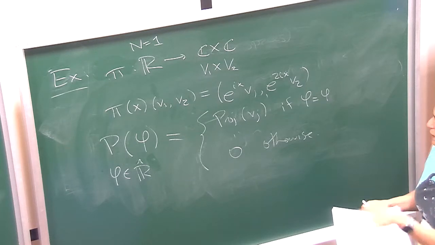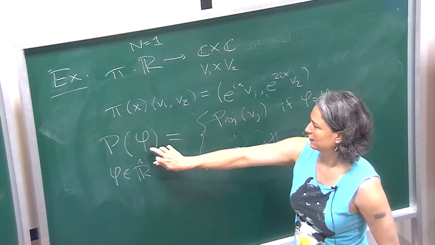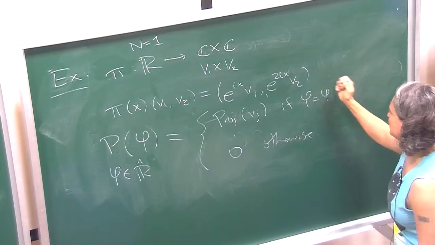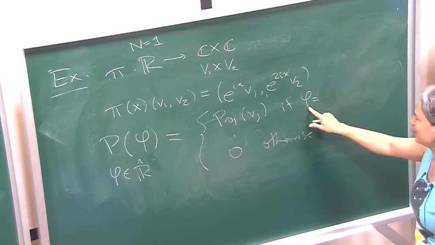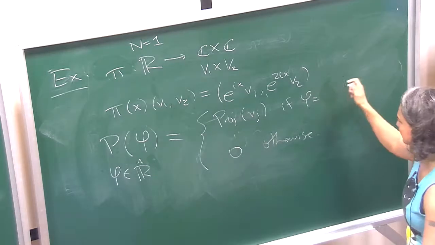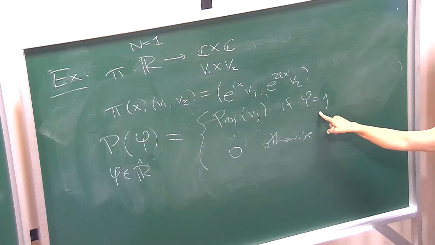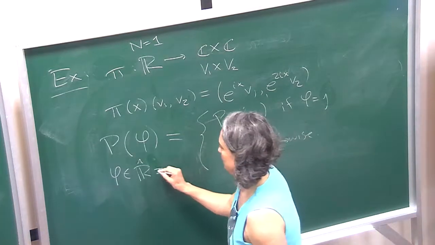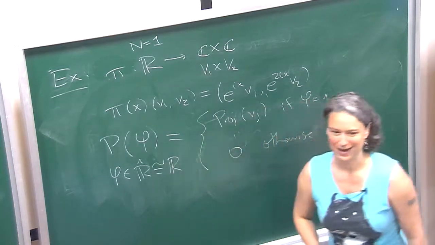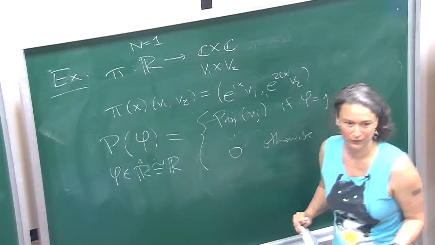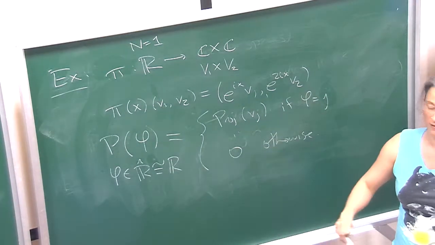Sorry. So I'm projecting the dual. Oh yes, that's right. Okay. Phi here is a real number, and that's what I wrote, but I got myself confused. So I'm looking at the dual of R with itself. The dual is, again, R.